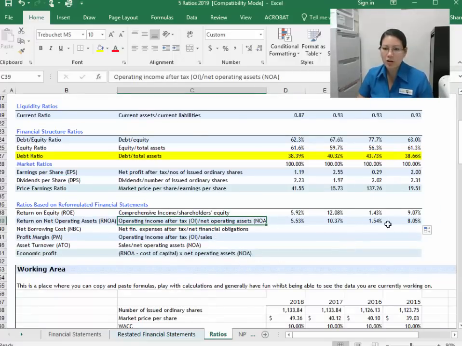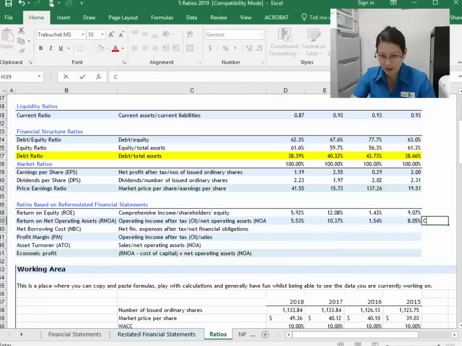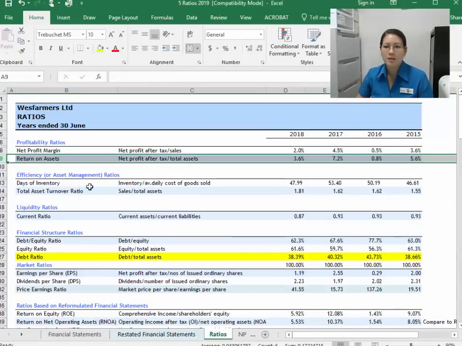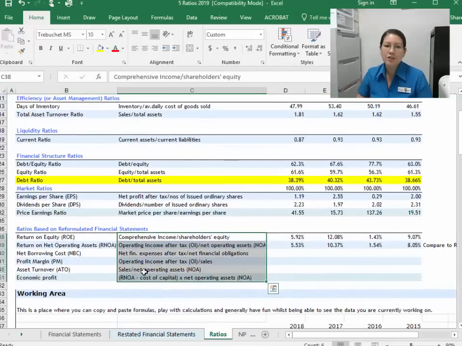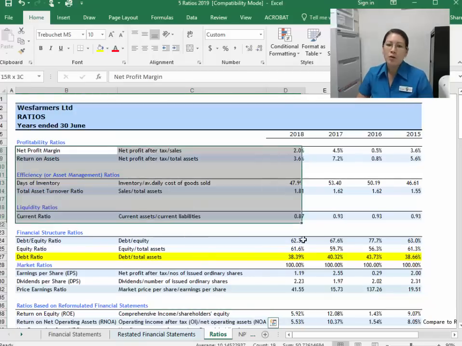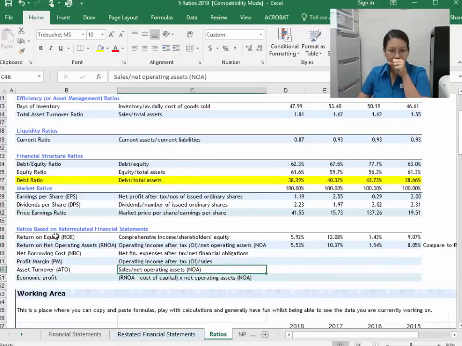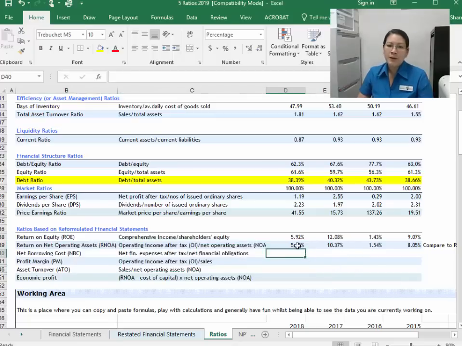Now, this one here, you can actually compare to your return on assets from above, and I'll write this here. This will remind you, when you're doing your spiel in your Word documents, to compare to this. The difference down here is we've actually separated out the operating items from the financing items. Up here, all of our ratios have included financing and operating together. Down here, we've separated them out.